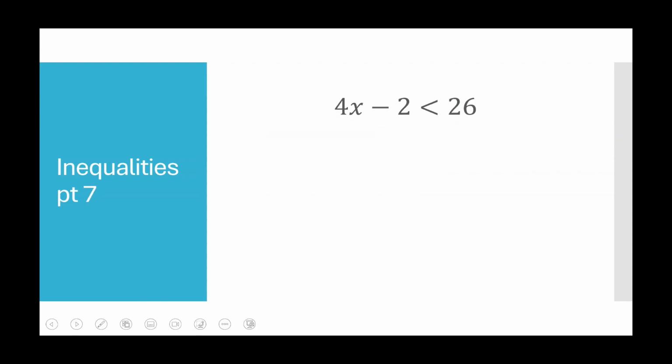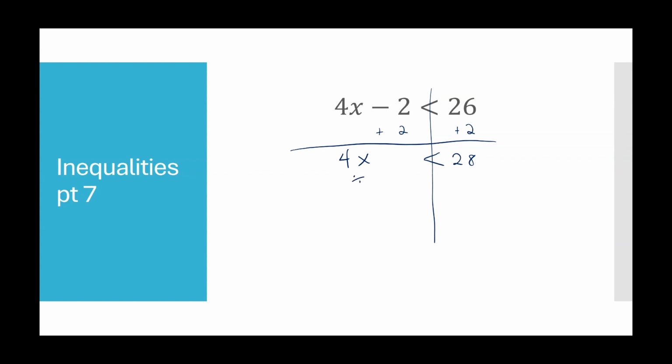All right. We've got a more complicated problem, but the steps don't get harder. We just still have to get x all by itself. So I'm going to get rid of this minus 2 by adding 2 to both sides. Do I need to flip the inequality? No. All I did was add. Nothing to worry about. 4 times x is less than 28. We're going to divide by 4. Do I need to flip the inequality? No. We divided by a positive. And we're done.